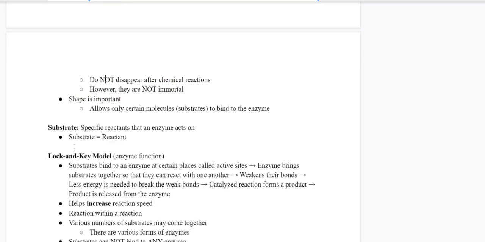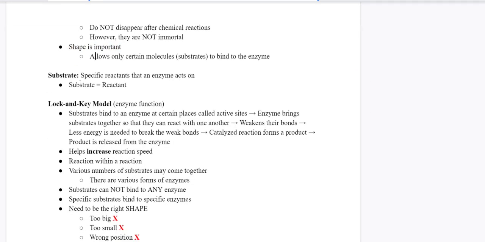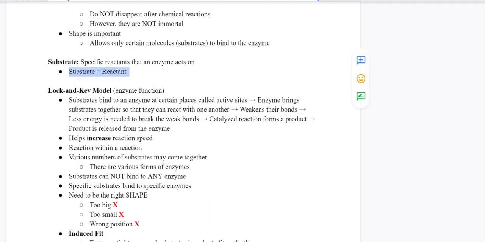And okay, the thing about enzymes is that the shape is very, very important. It allows only certain things, certain shapes, or certain sizes of molecules to bind to those enzymes. And I'm going to explain more about this later. So, first is a substrate. Substrate is a specific reactant that an enzyme acts on. So, in other words, a substrate is just a reactant.